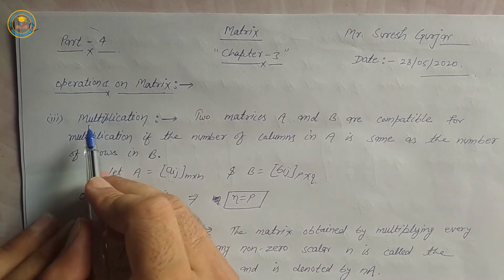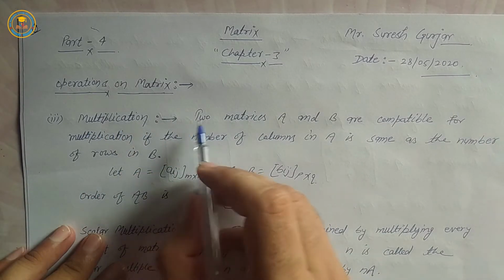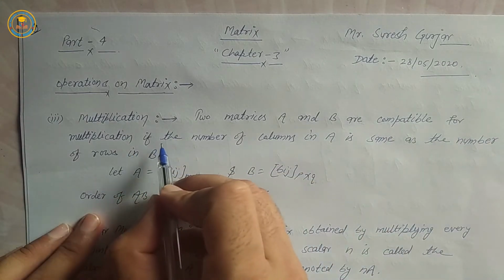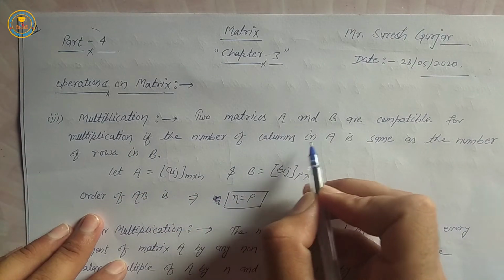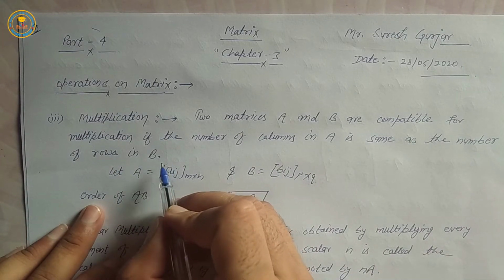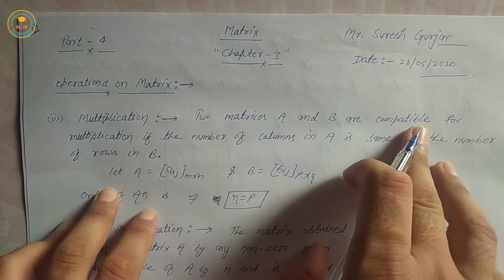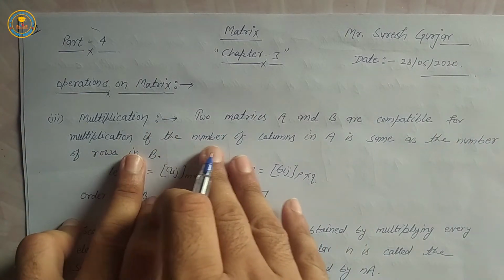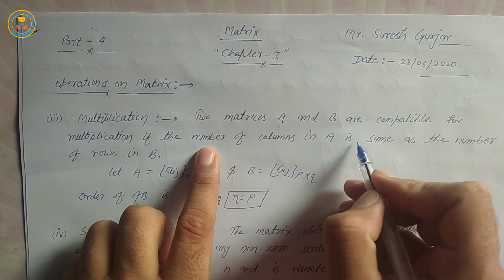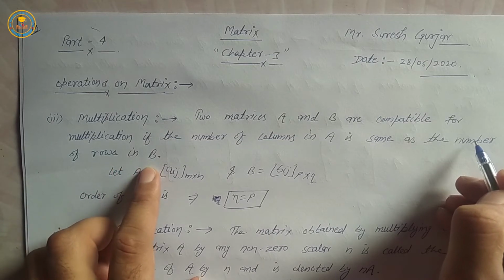Let's start the next operation, multiplication. Two matrices A and B are compatible for multiplication if the number of columns in matrix A is the same as the number of rows in matrix B.